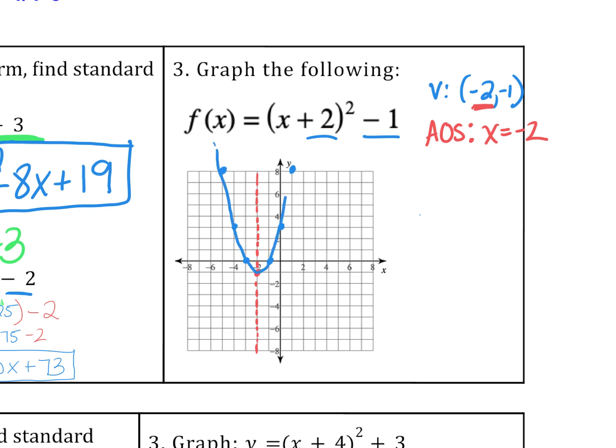So you can do it that way. Wait, we got to do 3 points. I would say do as many points as you can on the graph. So sometimes it'll be 3, 4, 5. Just do as many as you can. There's a parabola.